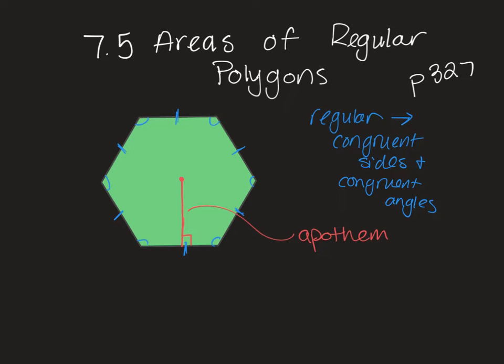So, the formula to find the area of any regular polygon is apothem times perimeter divided by 2. So, A is the apothem, P is the perimeter of your polygon.